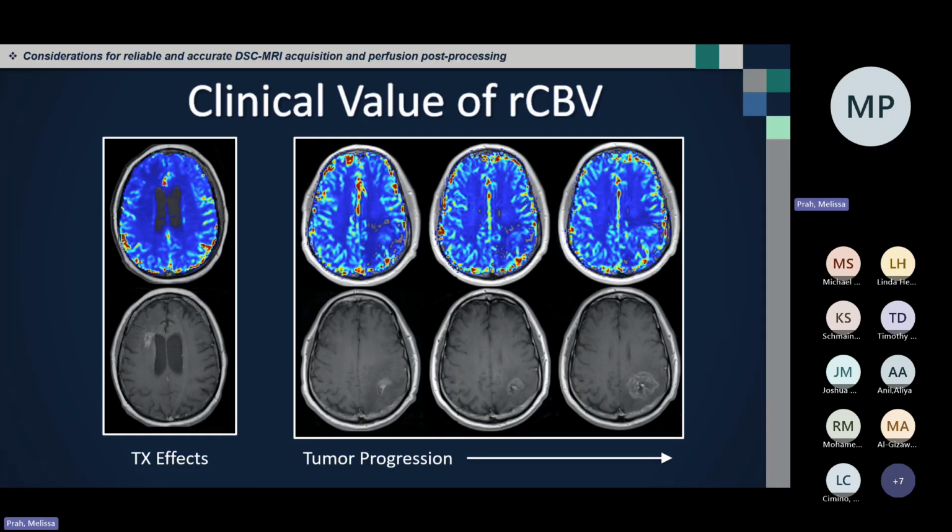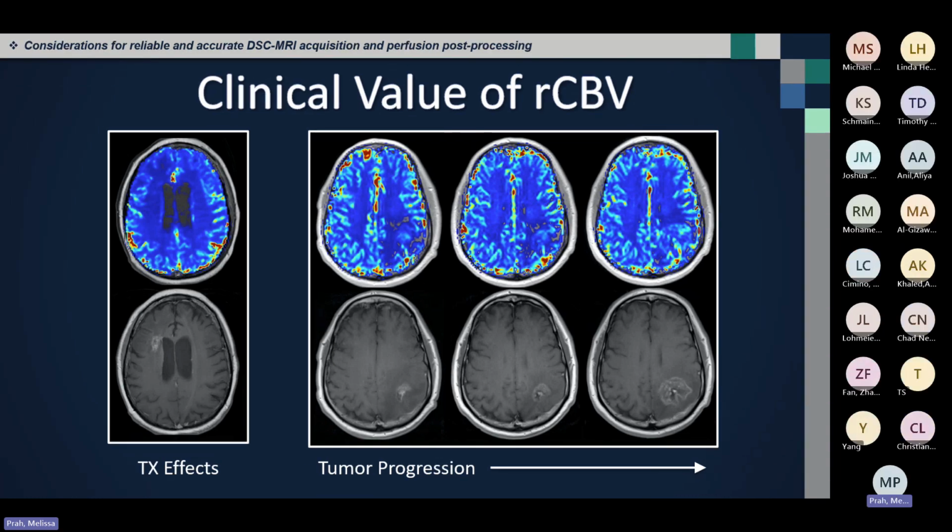As we all know, DSC perfusion MRI, and specifically relative cerebral blood volume, has clinical value for distinguishing treatment effects from tumor, and it's associated with tumor grade and aggressiveness, in addition to progression and response. Altogether, perfusion imaging has increased confidence in both clinical decision-making and treatment monitoring.